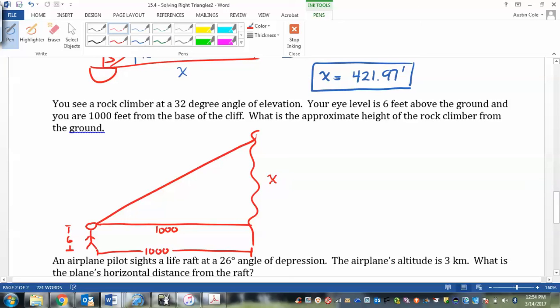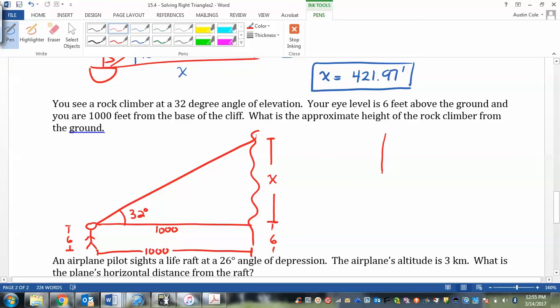And so that's what we're finding. Now, we're finding the height. It says, what is the approximate height of the rock climber from the ground? But the way I've drawn this, what does X represent? From the eyes. X goes from the rock climber straight down to your eyes. But then you add 6 to that once you figure it out. Great. When we're all done, we're going to have to add 6 in. So when I say, hey, we're going to have to take into consideration the height that you're off the ground, well, that's what I'm talking about. So here's my angle of elevation, and that is 32 degrees.